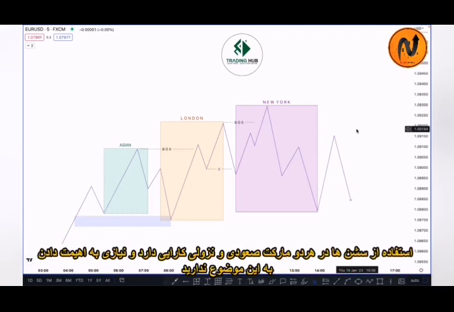Sessions can be used in a bullish market and a bearish market, it doesn't matter. It's not necessary that a session works only in a bullish market or a bearish market. A session works in both scenarios, right?